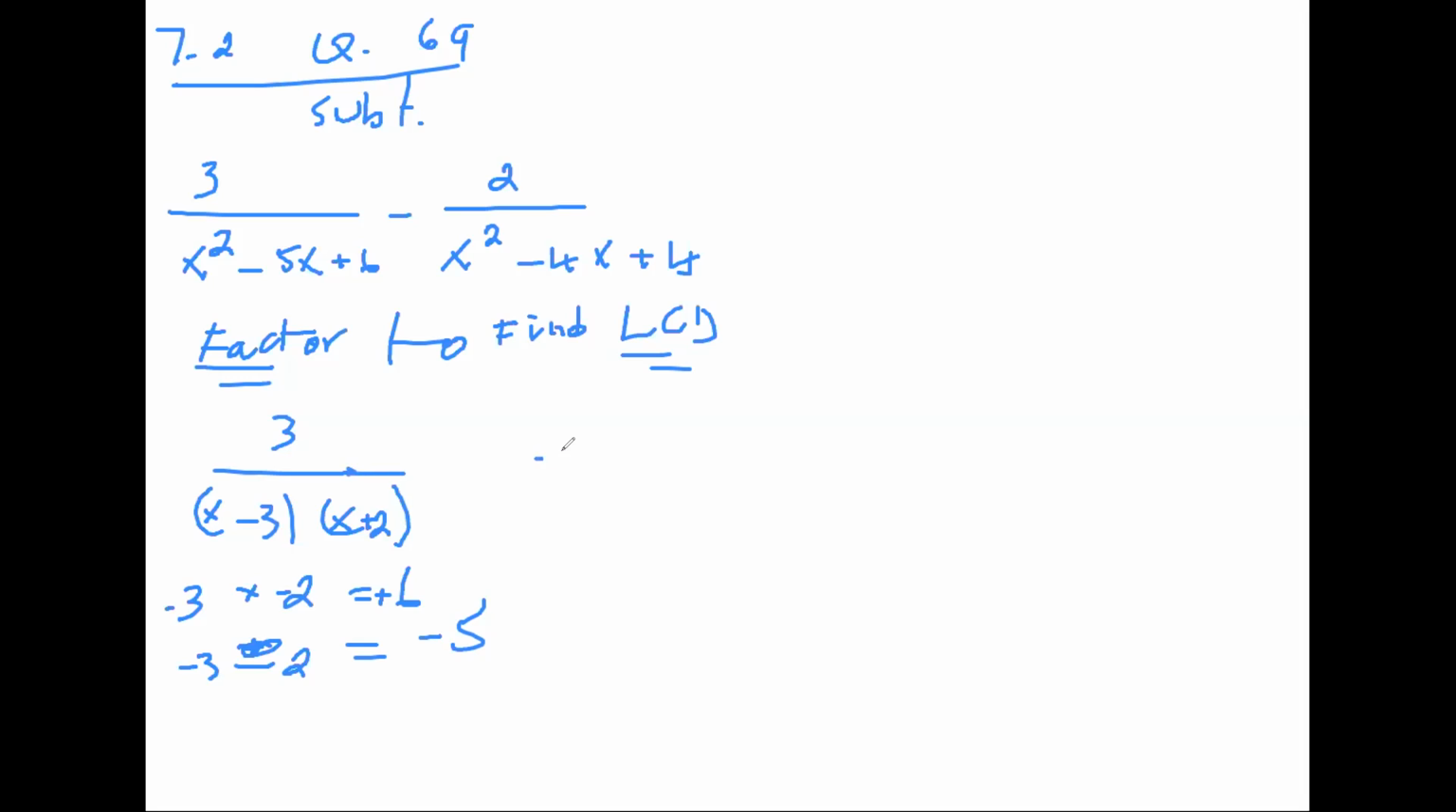We factored that. Now let's do the same thing to the other one. We want to factor first in order to find the LCD before we can add or subtract fractions. Same thing here. Trinomial. We need 2 numbers that multiply to positive 4 and add up to negative 4. So that would be positive 2 and negative 2.